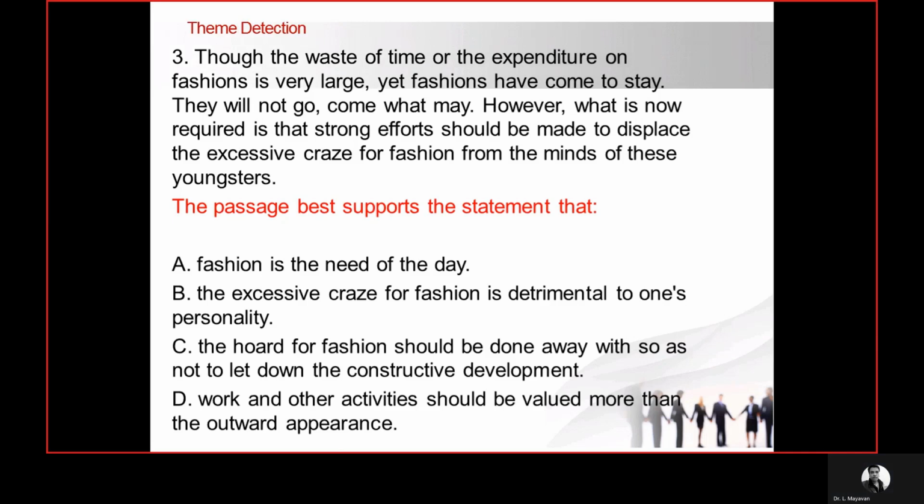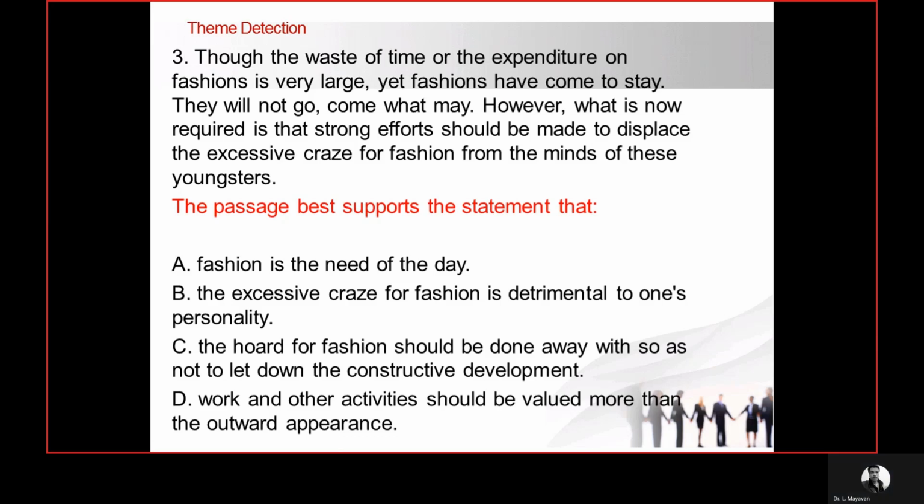the options. The passage best supports the statement that option A, fashion is the need of the day. Option B, the excessive craze for fashion is detrimental to one's personality. Option C, the craze for fashion should be done away with so as not to let down constructive development. Option D, work and other activities should be valued more than the outward appearance.